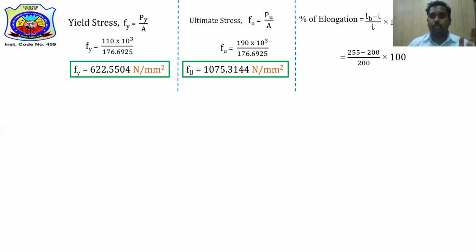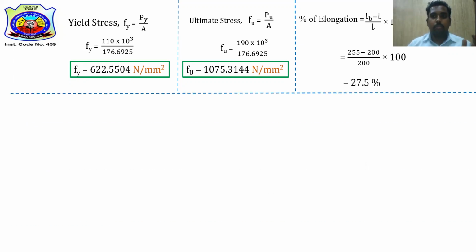On substitution, it becomes (225 minus 200) divided by 200, into 100, where 225 is the final length and 200 is the initial length. On calculation, I'll get 27.5% as the percentage elongation. That means after applying such a load, 27.5% of the length has increased.